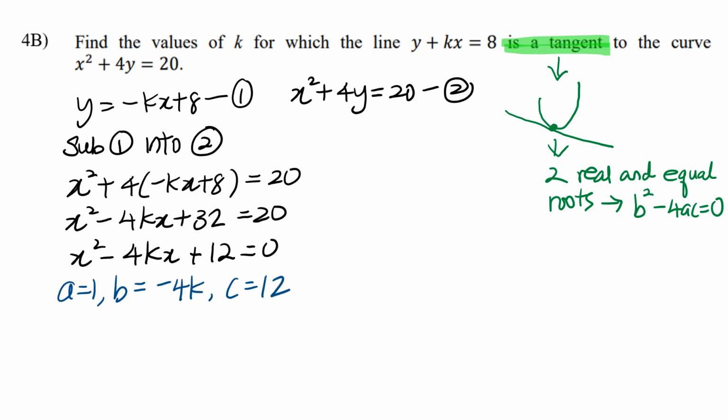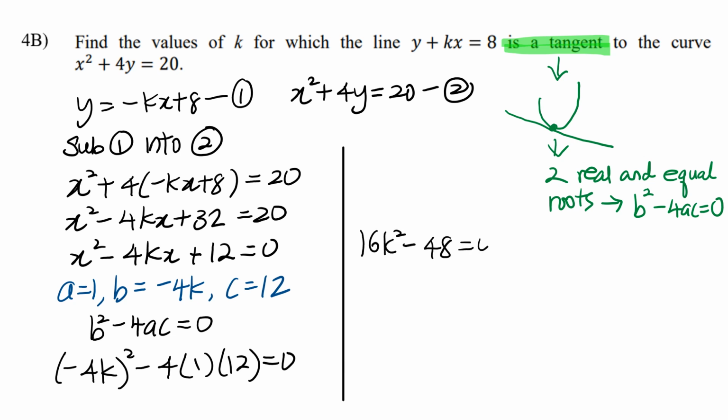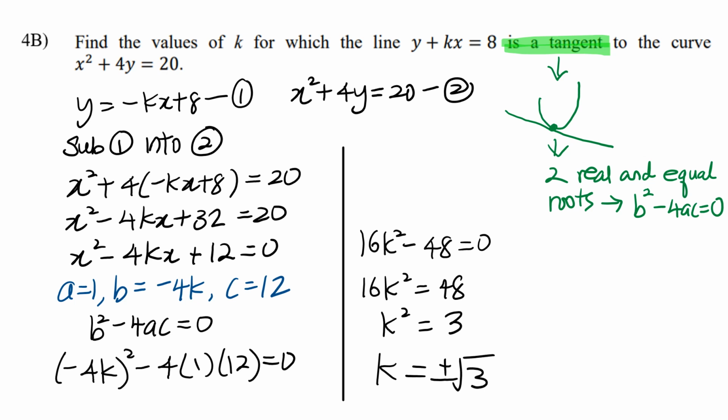Write down the values for a, b, and c, and sub into your b squared minus 4ac equals to 0. In this case we are dealing with an equation, so it's much easier. It's not the quadratic inequality, you're just solving it, so it's very easy. Factorize, divide 48 by 16, that gives you k squared equals 3. So k is positive or negative square root 3.